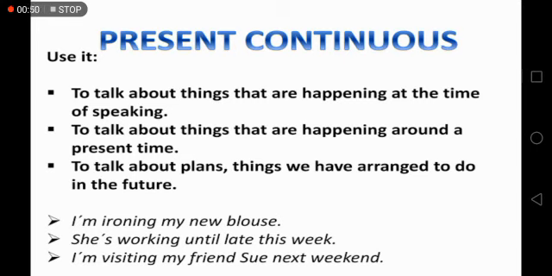Firstly, it is used to talk about things that are happening at the time of speaking. Second, to talk about things that are happening around a present time. Third one, to talk about plans, things we have arranged to do in the future. Here are the 3 examples sharing with you.